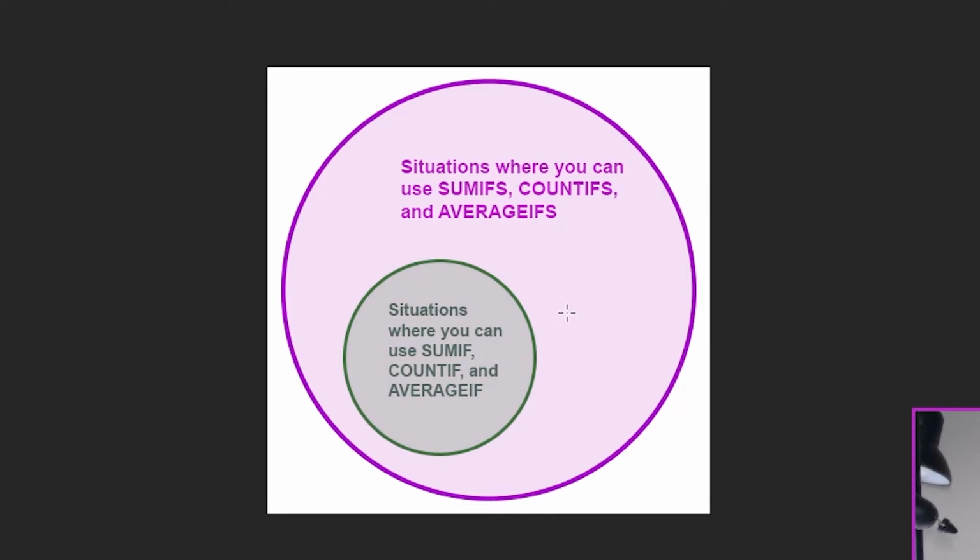So to me, if I have 6 functions I have to try to memorize, but 3 of them can do everything that the other 3 can do, why am I going to try to learn 6 functions? I can just learn 3. So that's my argument against SUMIF, COUNTIF, and AVERAGEIF. Let me show you some examples on how to actually use SUMIFS, COUNTIFS, and AVERAGEIFS.